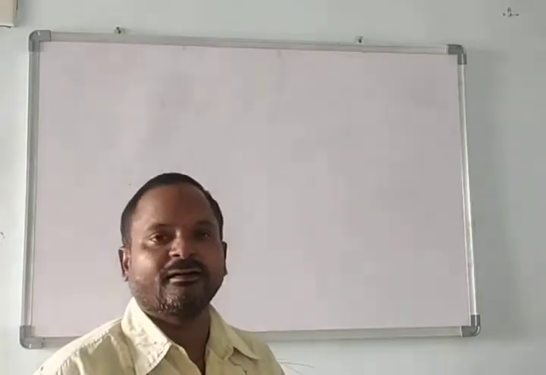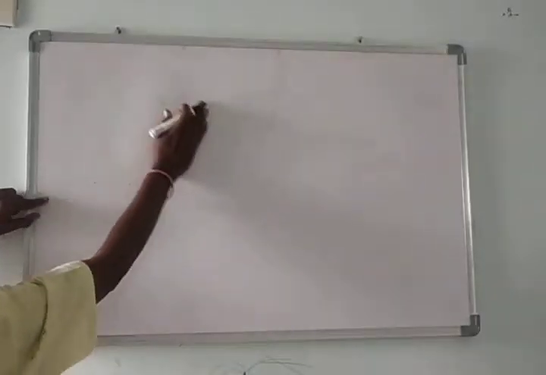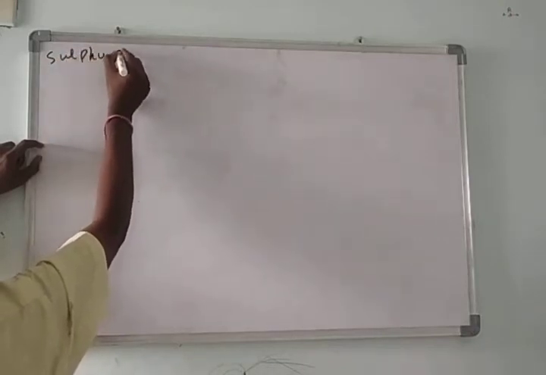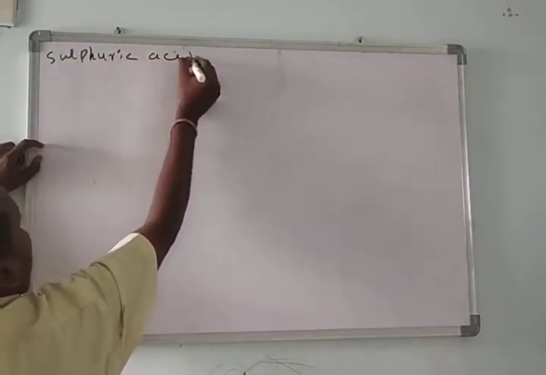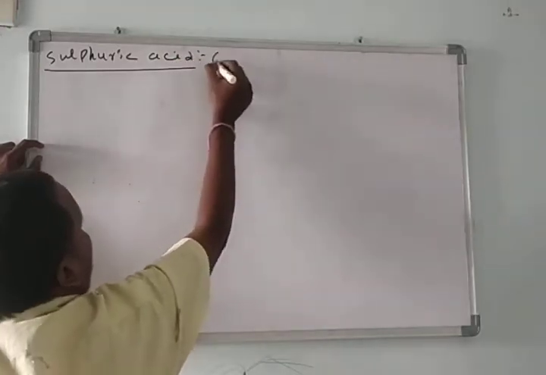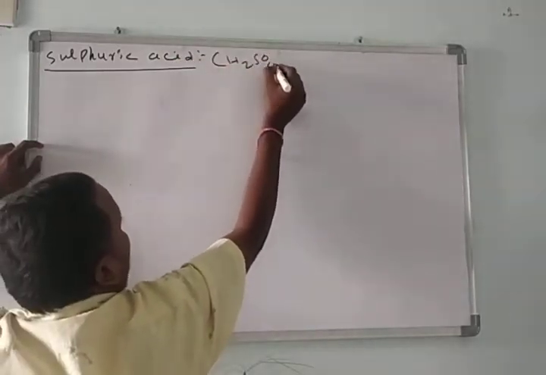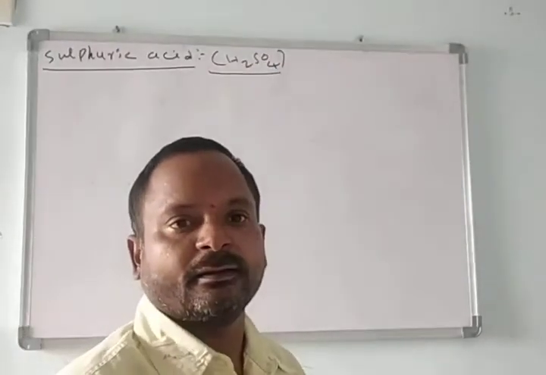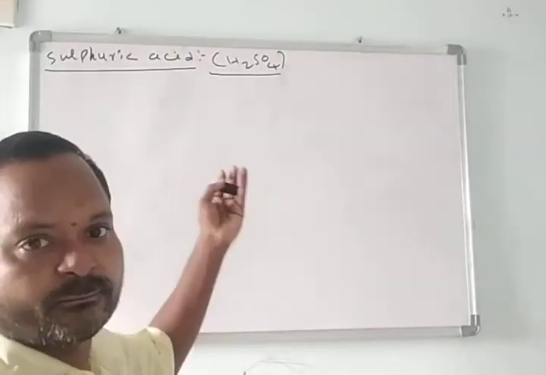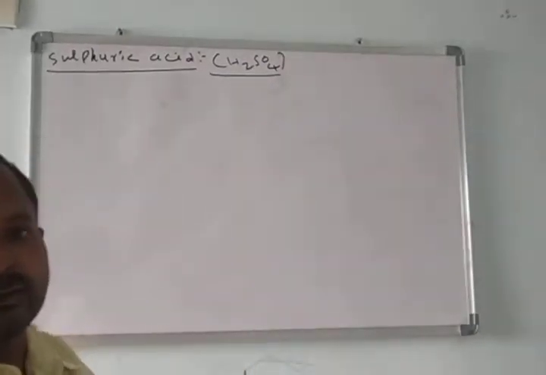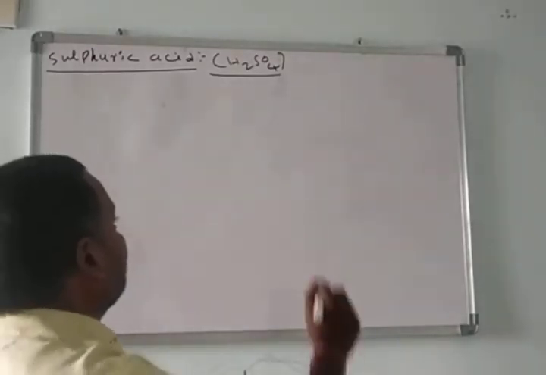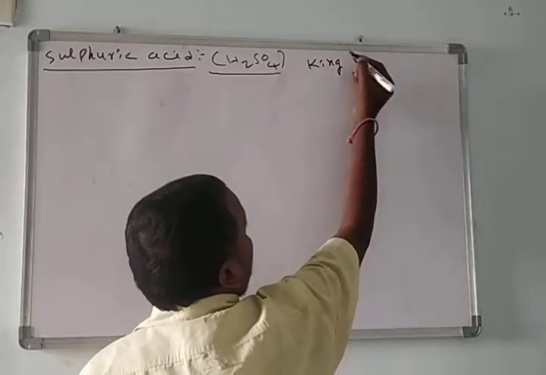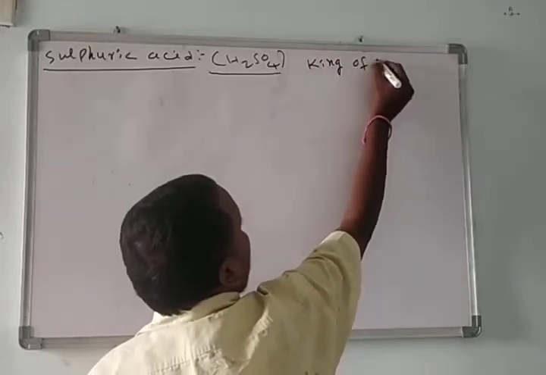Good morning, students. Today we discuss sulfuric acid. The formula of sulfuric acid is H2SO4. Here it is one of the important oxoacids of sulfur, or oxyacids of sulfur. It has greater importance in so many areas, so that's why it is simply considered the king of the chemicals.